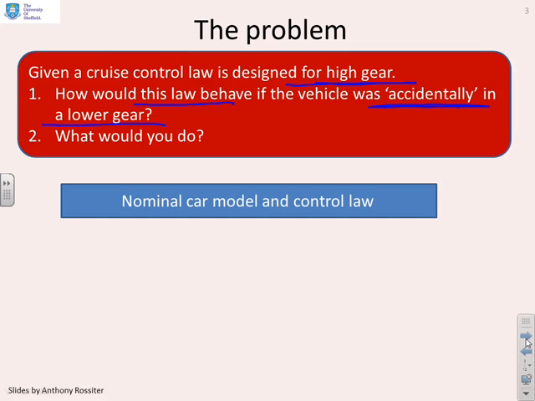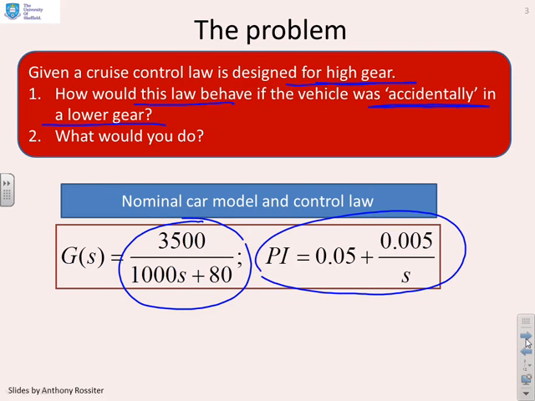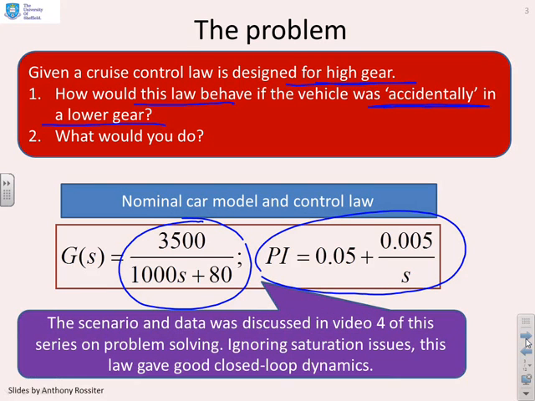Now, what you're going to be given is the nominal car model and the control law. So this is the model if you're in high gear. You've got G equals 3,500 over 1,000 S plus 80. And the nominal cruise control law is this one given here, 0.05 plus 0.005 over S. And what we showed in video 4 was that if you ignore saturation issues, this law gives pretty good closed-loop dynamics. It's an effective cruise control law.